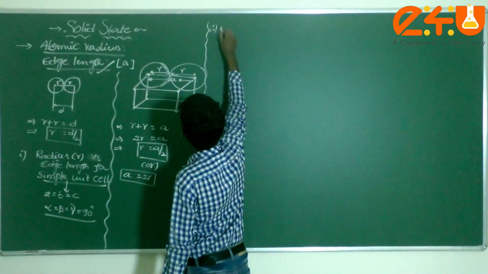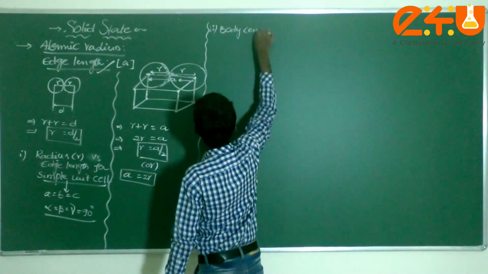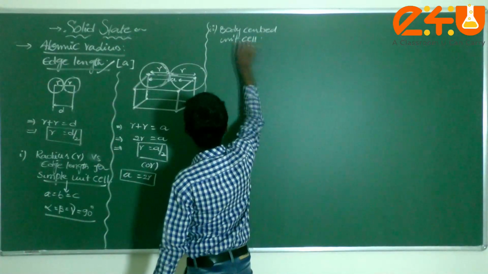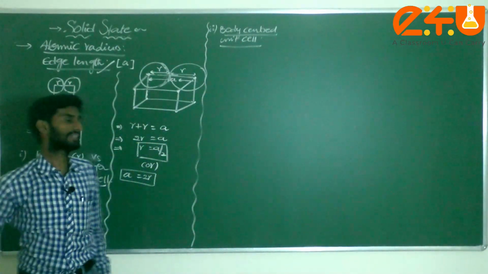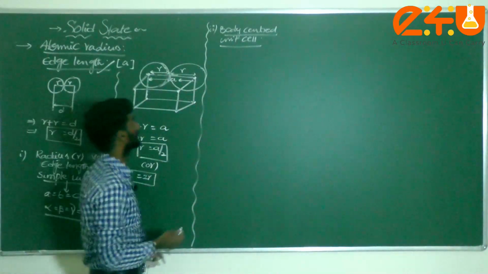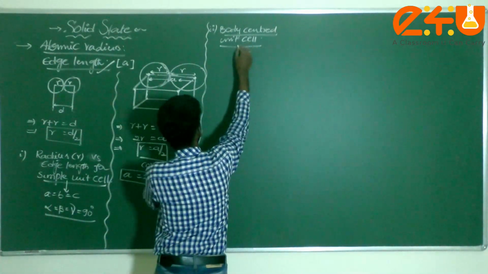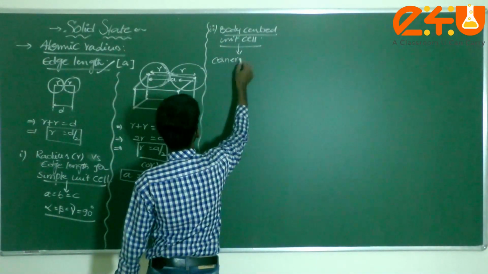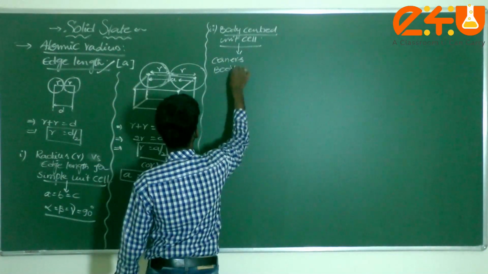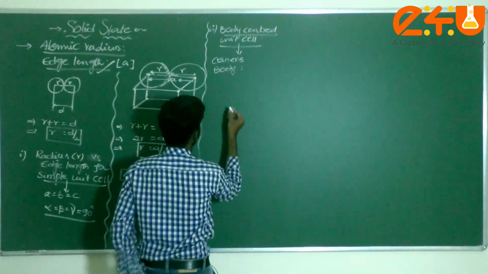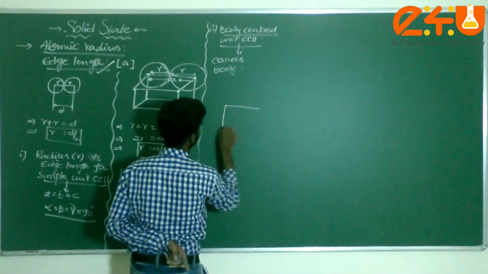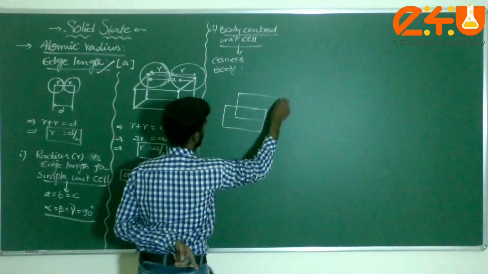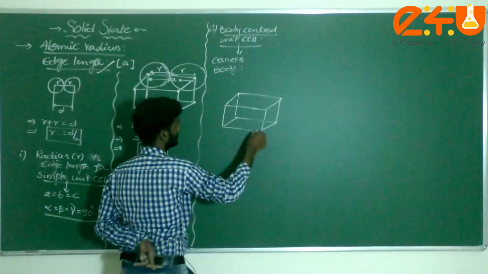What I am considering here, student, first of all, is the body centered unit cell. What is the edge length or radius of this unit cell? Generally in a body centered cell, all the atoms are present at its corners plus the body center. Now take this simple unit cell. Am I correct or not, dear students?